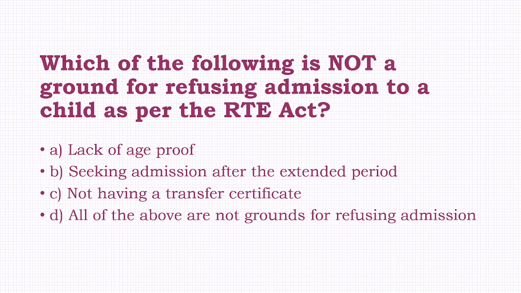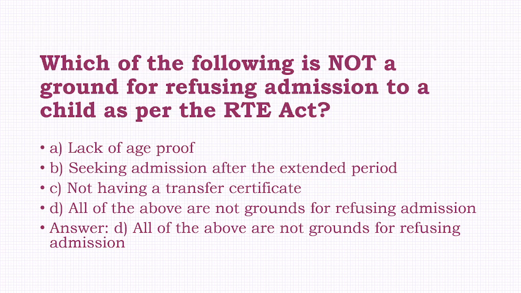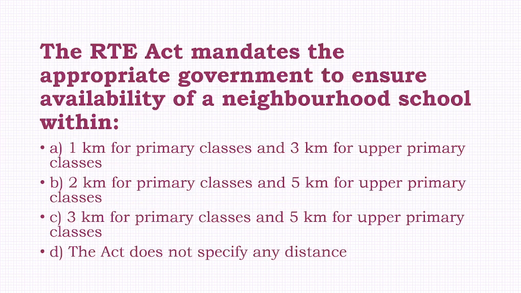Which of the following is not a ground for refusing admission to a child as per the RTE Act? Options: lack of age proof, seeking admission after extended period, not having a transfer certificate. All of the above are not grounds for refusing admission. Answer of this question is option D, that is all of the above.